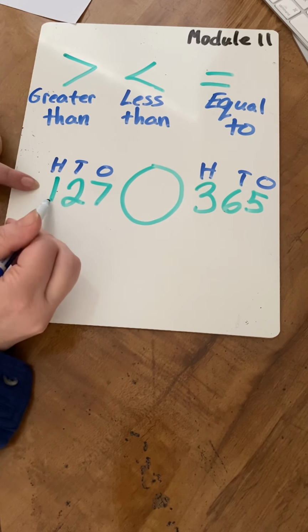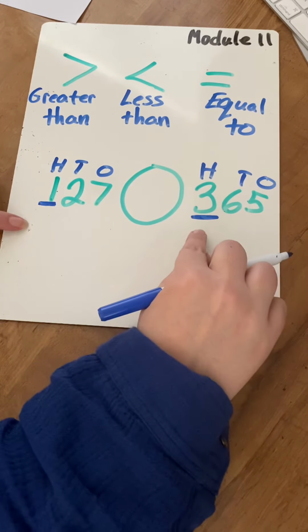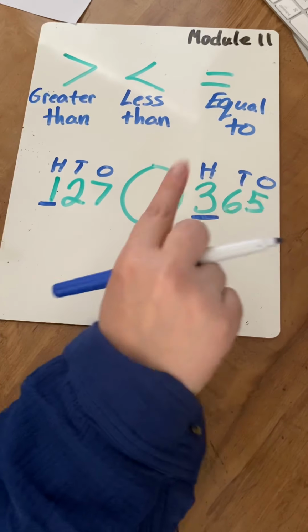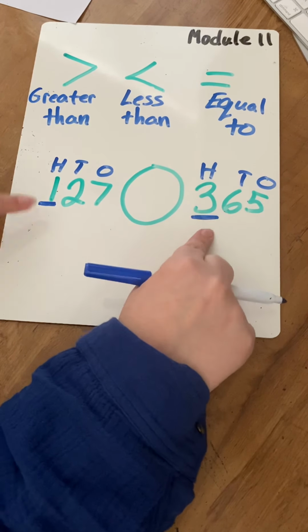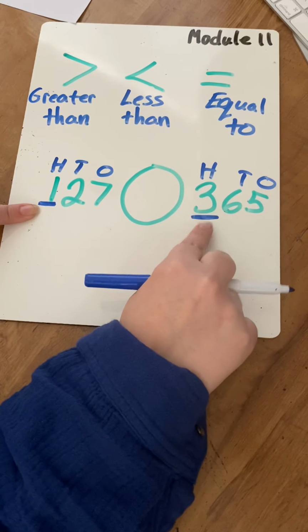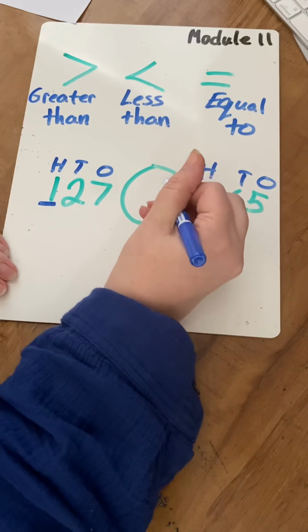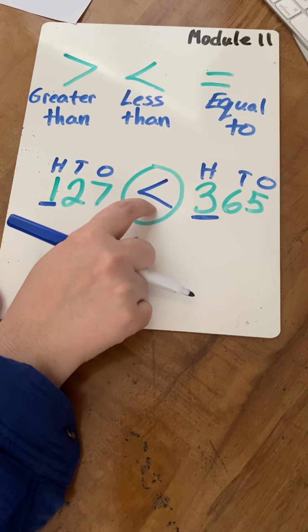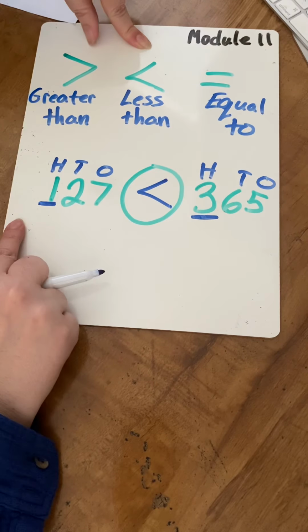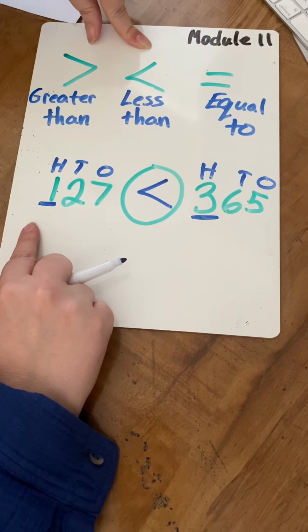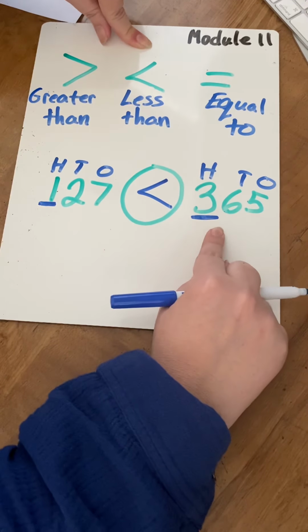So this is 100. Let's underline it. How about over here? 300. Now, we don't need to worry about the tens and the ones because let's compare the hundreds. This is 100, this is 300. What's bigger, 100 or 300? 300. Remember, the crocodile's mouth needs to be open to the biggest number. So we're going to write it like this. And which symbol is this? Greater than, less than, or equal to? Less than. So I read this from left to right, just like we read sentences. 127 is less than 365.